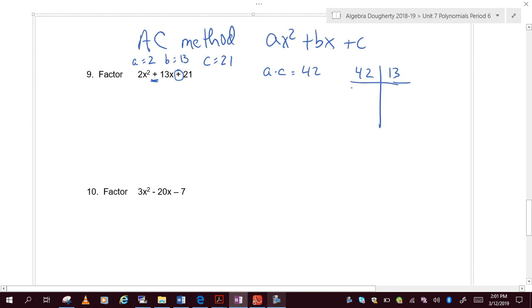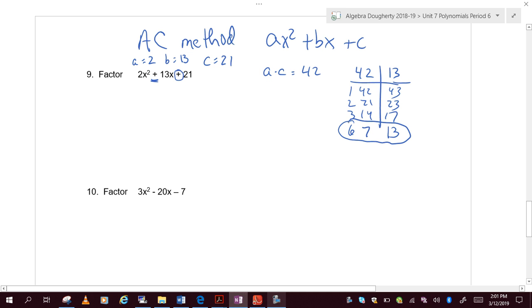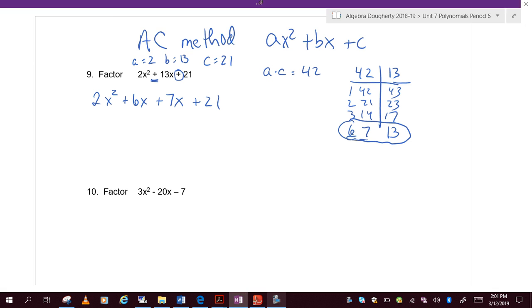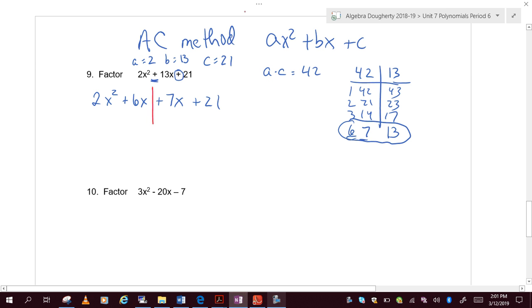Let's see, factors of 42 that add up to 13. 1 and 42, no. 2 and 21, no. 3 and 14, 17, no. Bit closer. 4 doesn't go in, 5 doesn't go in, 6 and 7, hey, that's 13. I'm pretty happy. We'll split the middle term. Remember, when the leading coefficient is something besides 1, we can't just throw in these two numbers. We have to split the middle term: 2x squared plus 6x plus 7x plus 21. We draw a line down the middle, and we factor.